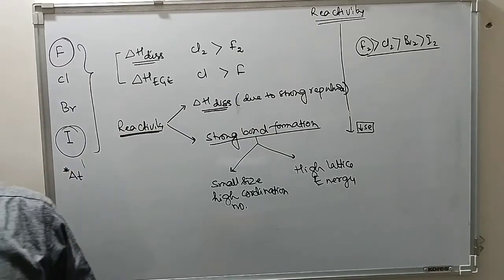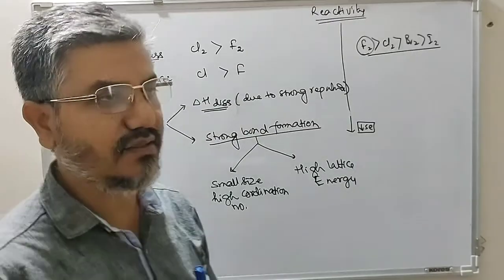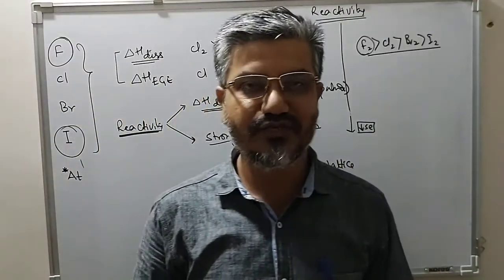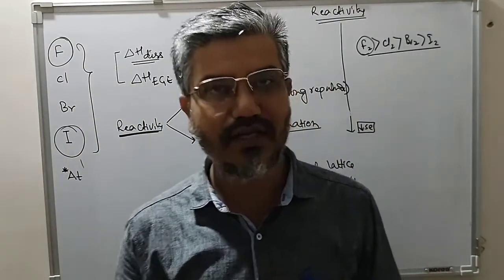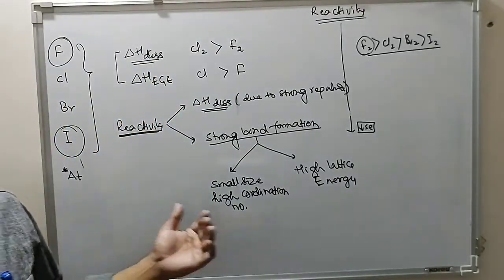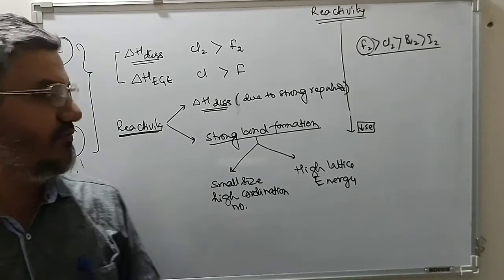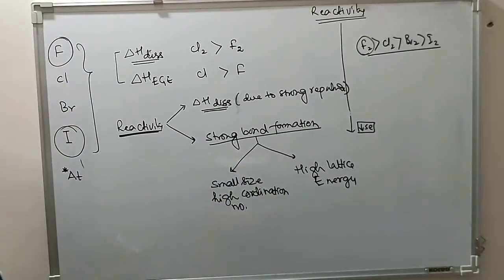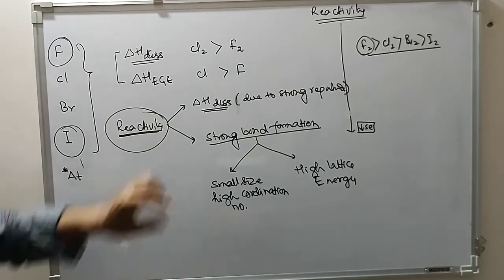And if you look at this, fluorine is an element that can react with all the elements present in the periodic table except the light noble gases like helium, neon, argon. Apart from these, all the other elements can form bonds with fluorine. So there are two reasons for the high reactivity.